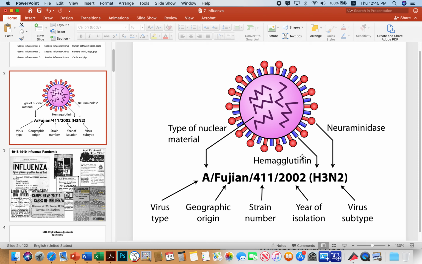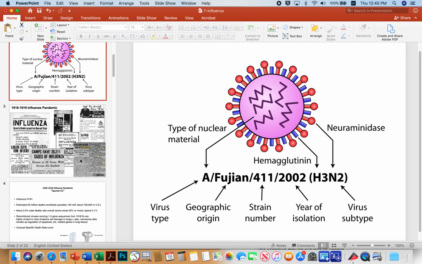There's hemagglutinin and neuraminidase. I'll talk about what these do, but you've probably all heard of H1N1, H3N2, and so forth. These are different kinds of hemagglutinin, for example. There's a variety of different hemagglutinins, and then there's a variety of different neuraminidase subtypes. And the influenza viruses can be characterized based on the particular type that they have.